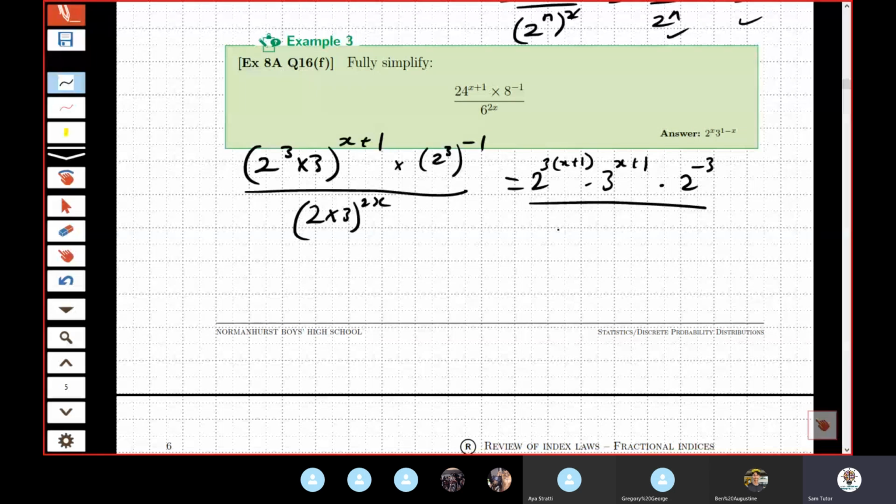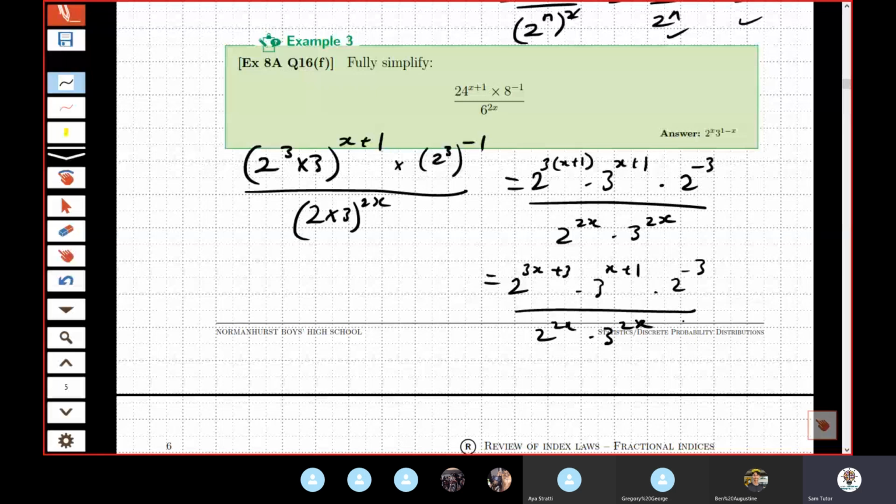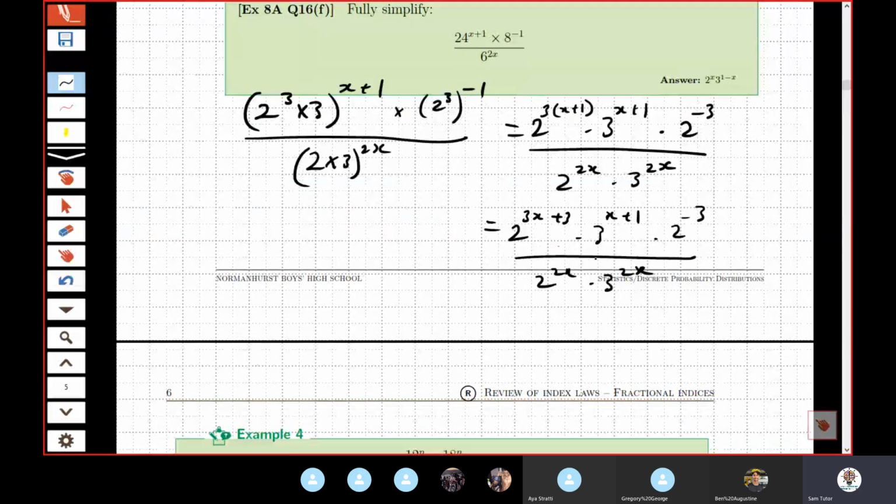Let me know if this line doesn't make sense. There you go. Power to power. Does that make sense to everybody? All right, obviously, next line, I'm just going to expand this. This becomes 2 to the power of 3x plus 3, 3 to the power of x plus 1, 2 to the power of negative 3 over 2 to the power of 2x, 3 to the power of 2x, and then pretty much collect all your 2's and then collect all your 3's.